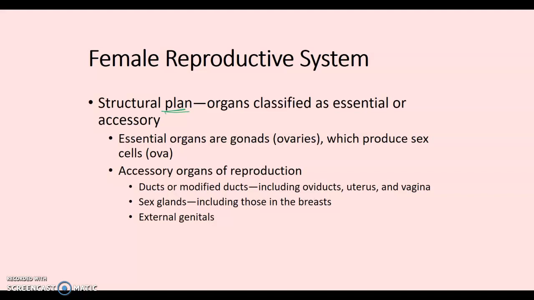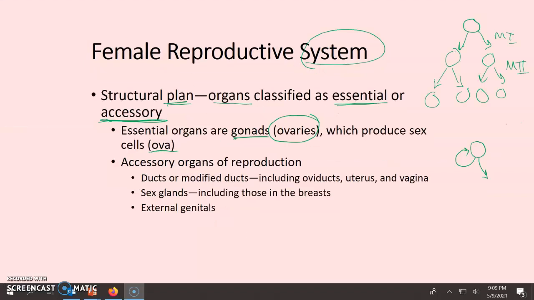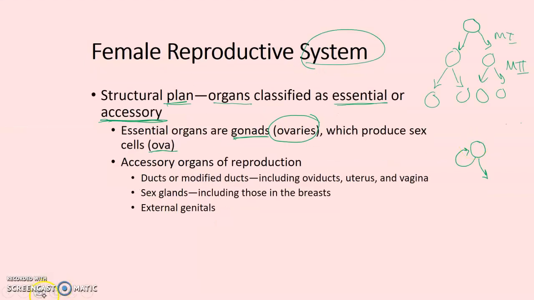A structural plan has to do with the individual organs associated with a system and whether or not they are essential or accessory. The essential organs are the things that really help maintain homeostasis. Things that are accessory are things that the individual system and the individual organism can kind of live without. So let's go through the female reproductive system and try to look at what's essential and what is accessory.